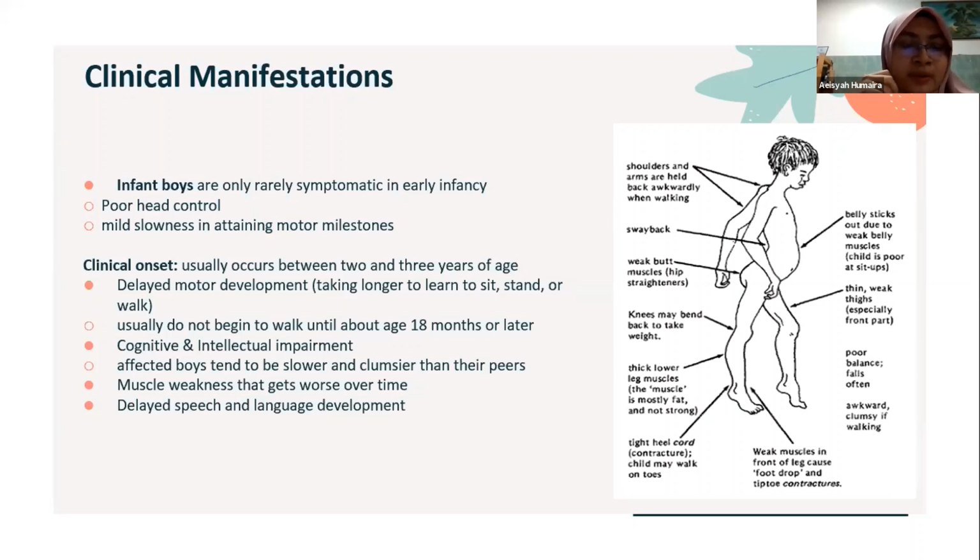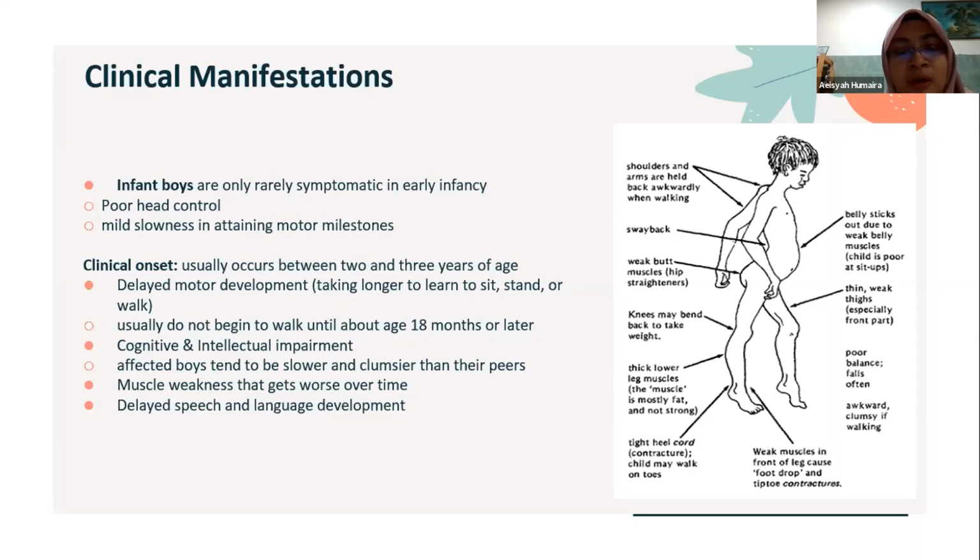For the clinical onset, it usually occurs during 2 or 3 years of age, although the age of diagnosis is usually at 5, but the symptoms can occur early. So the patient might have delayed motor development. The patient takes longer to learn to sit, to stand or walk. And they usually do not begin to walk until the age of 18 months or later.